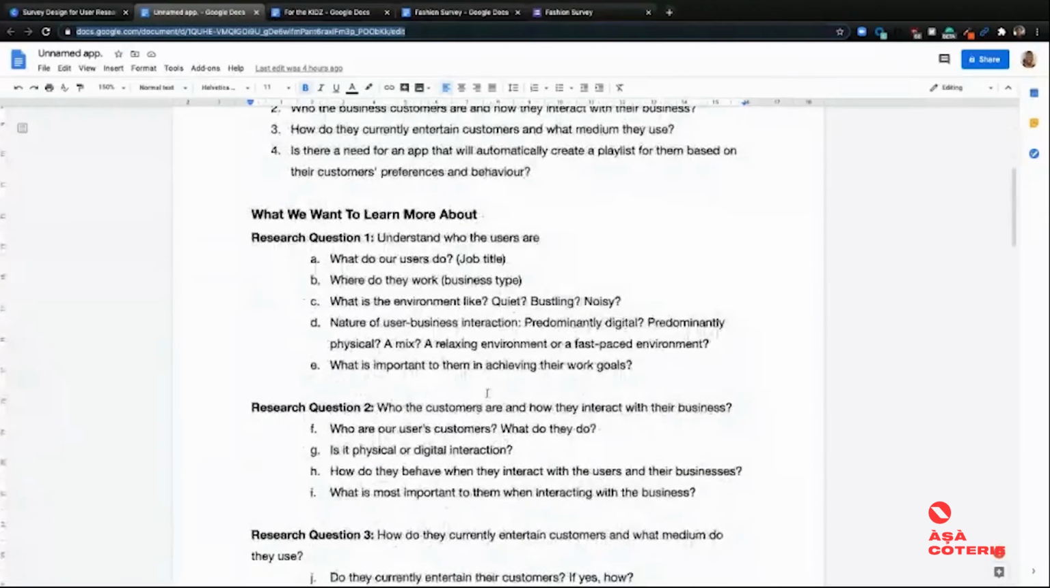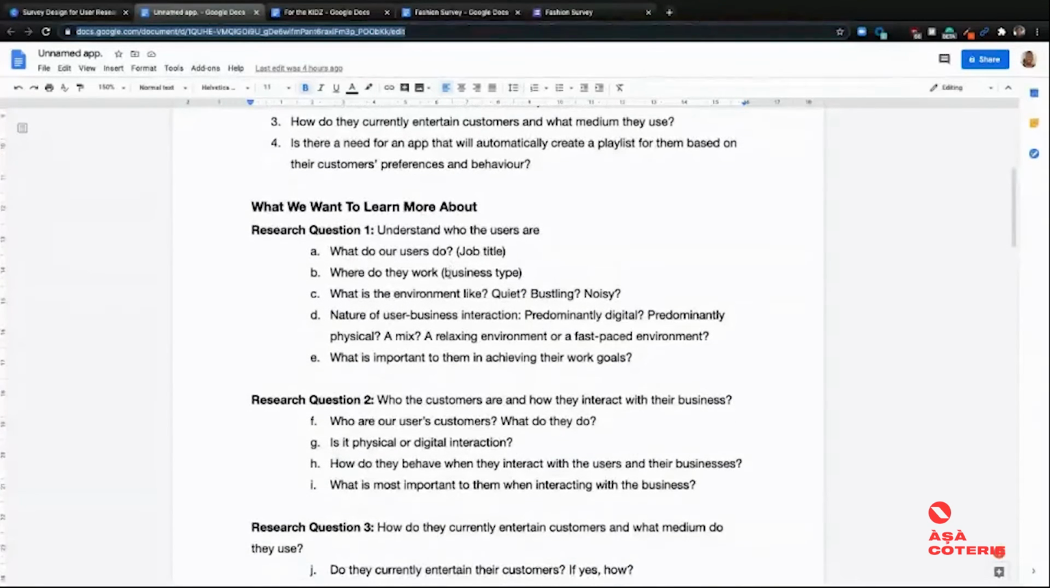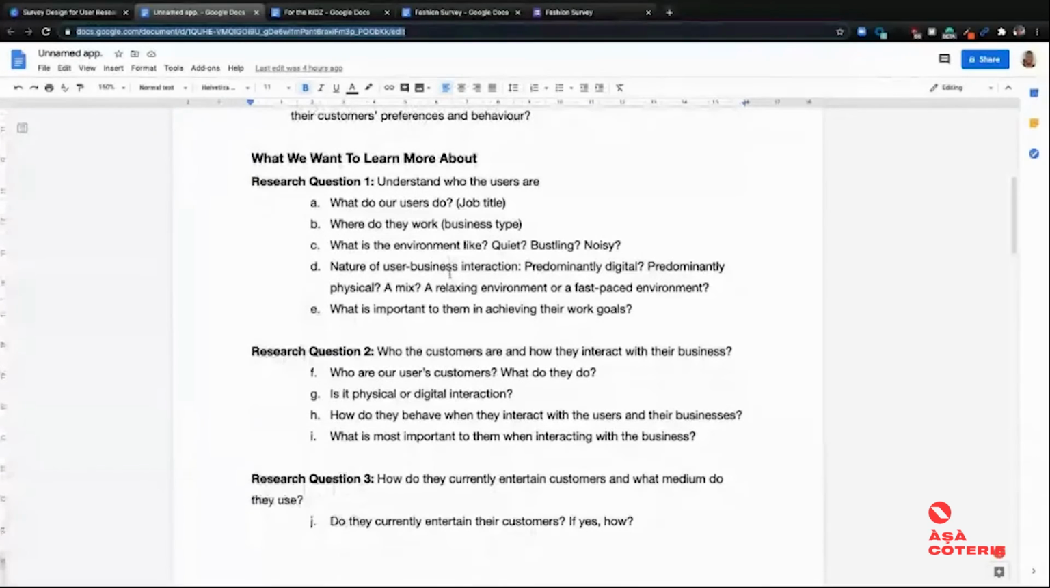So this stands as the unknowns, right? From the research questions, we're able to break things down. For the first research question, understand who the users are, what you want to do is understand what the users do, where they work, what their environment is like, the nature of the business. Is it a digital business? Is it physical? Is it a mix? What the touch points are. Is it a relaxing environment? Is it fast paced, right? You also want to understand what's important to them when they're achieving their work goals, right?